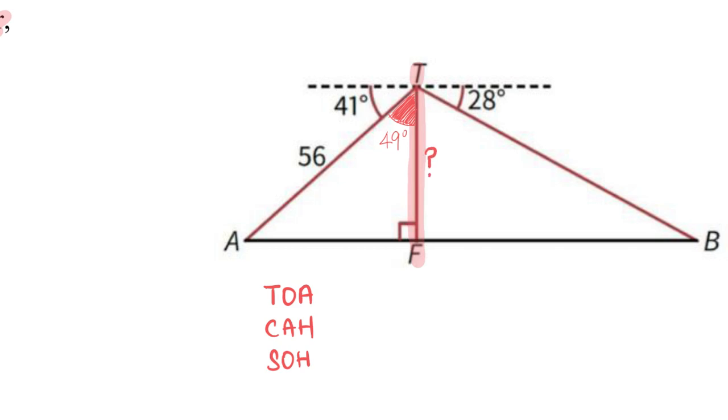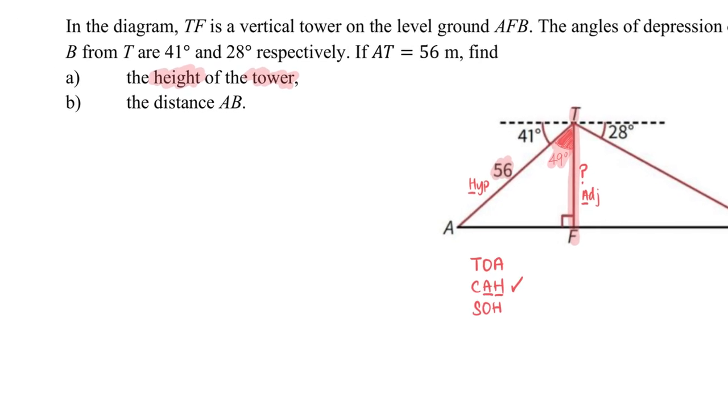We are given 56 here, and we also know the angle 49 degrees. With respect to 49 degrees, this is my adjacent side. This is my hypotenuse. So A and H. I am going to apply the cosine ratio in this case for part A. So now is how to present the answer.